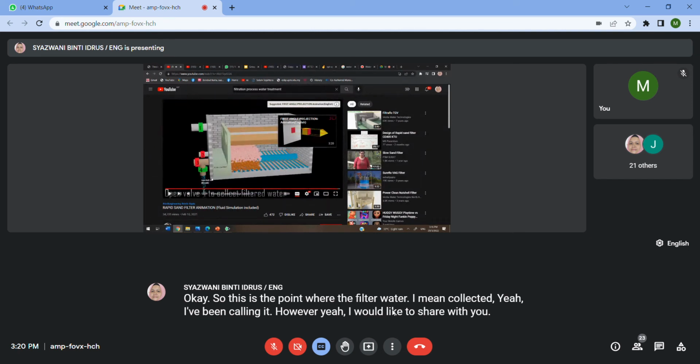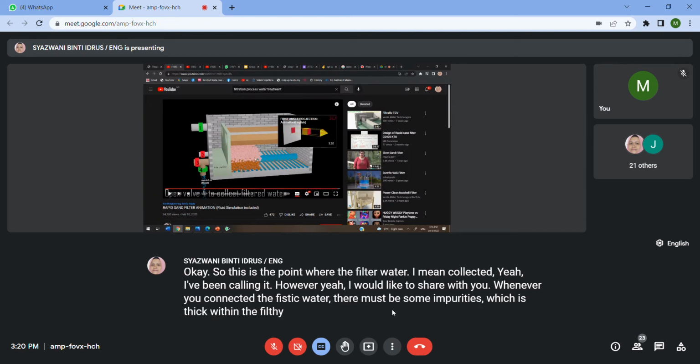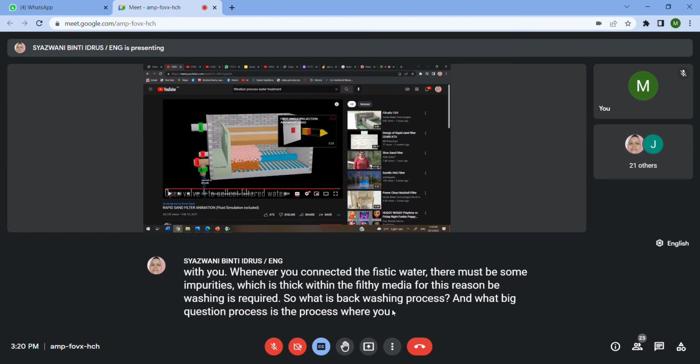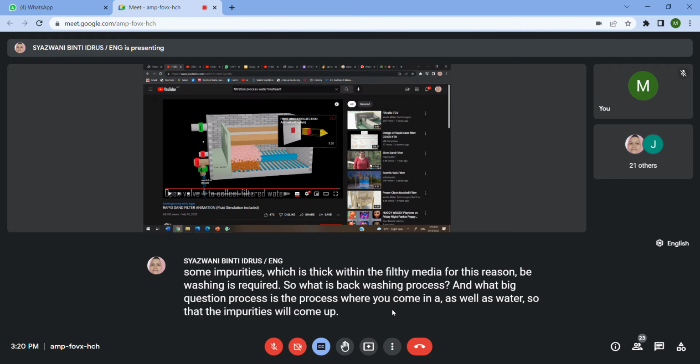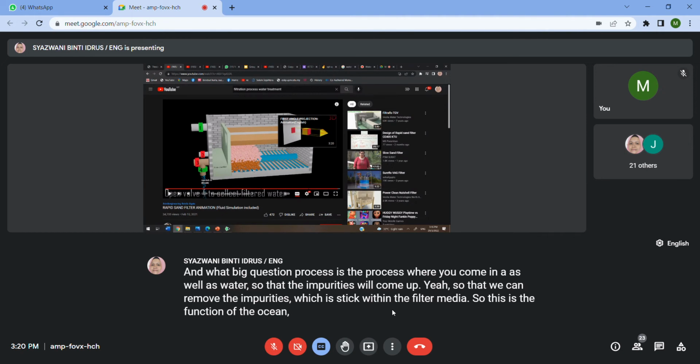Whenever you collect the filtered water, there must be some impurities which stick within the filter media. For this reason, backwashing is required. So what is the backwashing process? Backwashing is the process where you pump in air as well as water so that the impurities come out, so that we can remove the impurities which stick within the filter media. This is the function of backwashing. I will come back to the sub-chapter on backwashing.